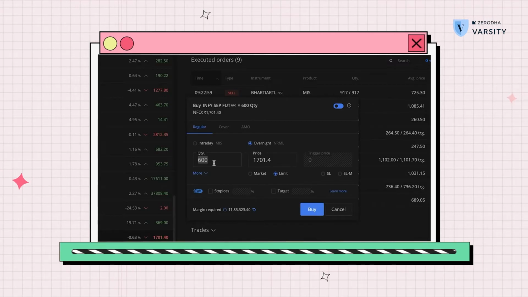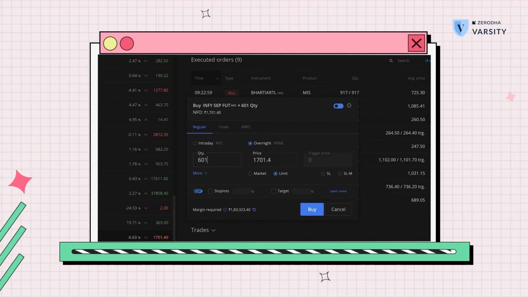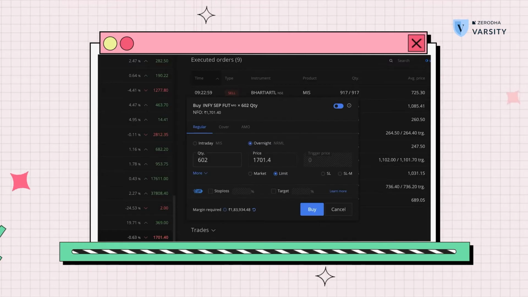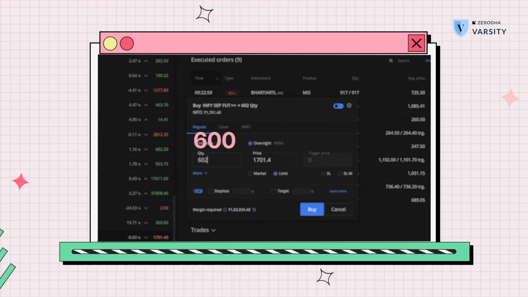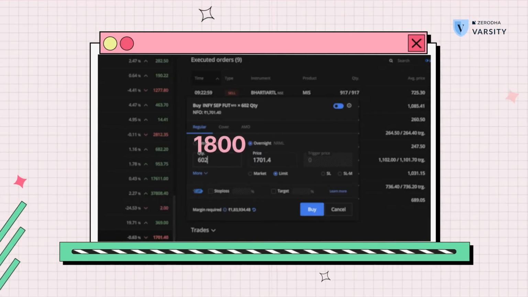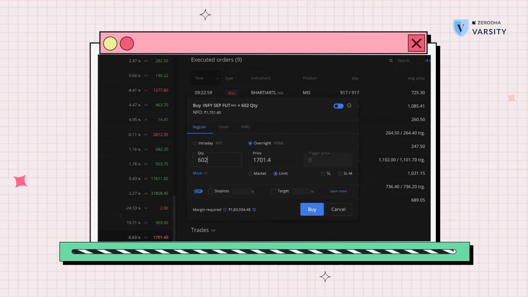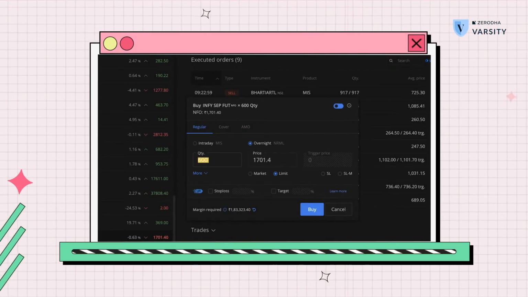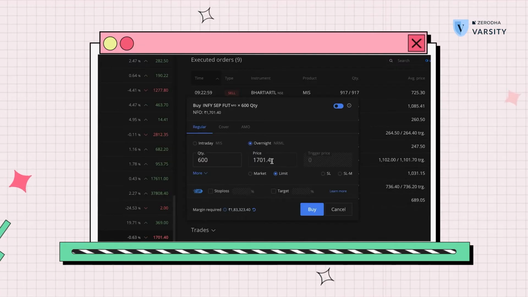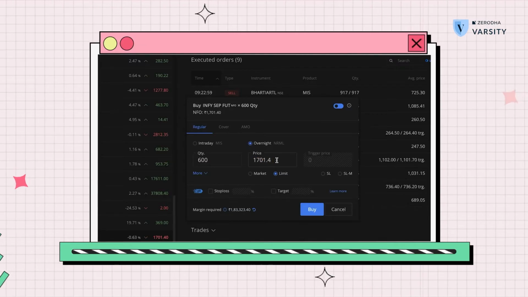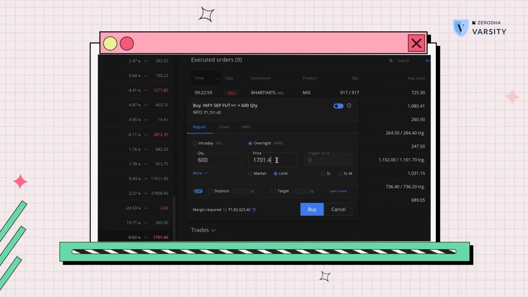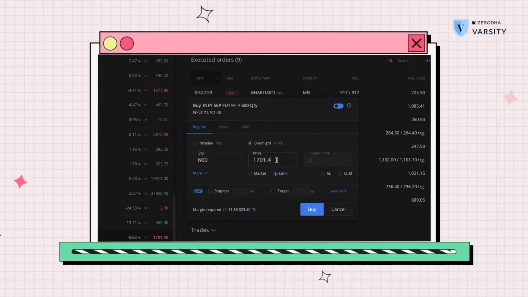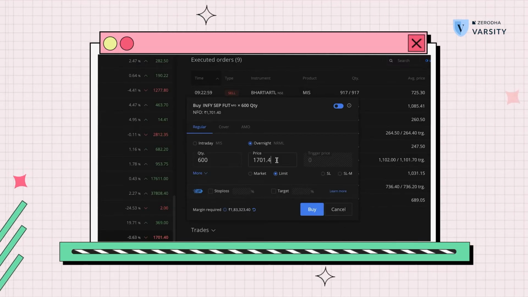Infosys in futures. So I can't really type 601 or 602. The order won't go through. It's 600, 1200, 1800, so on and so forth. So I have to buy in multiples of 600 quantities. And the price you see over here is 1701.4. This is the futures price, and this could be different from spot. That's the underlying price of Infosys.